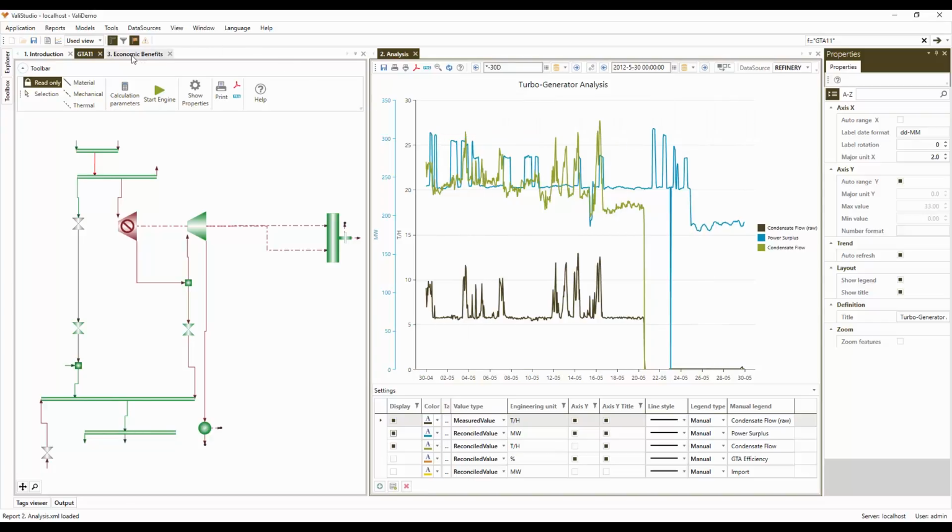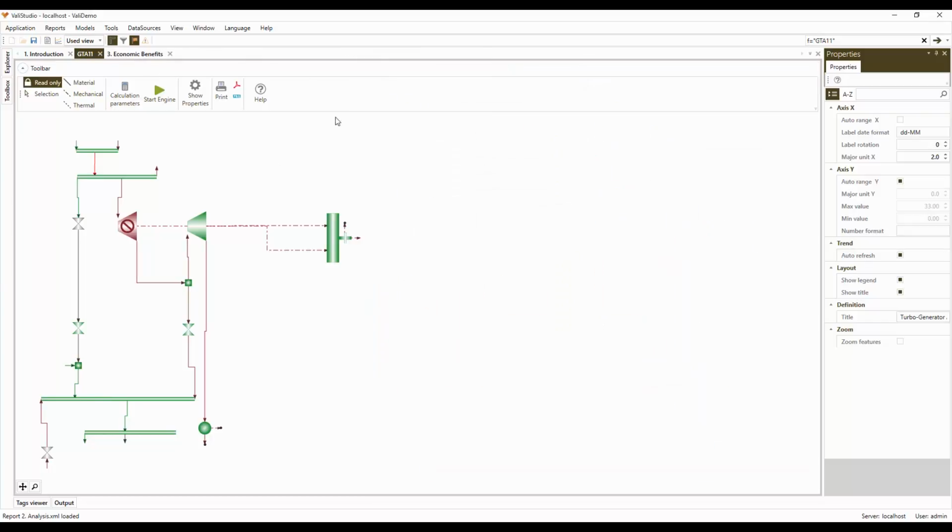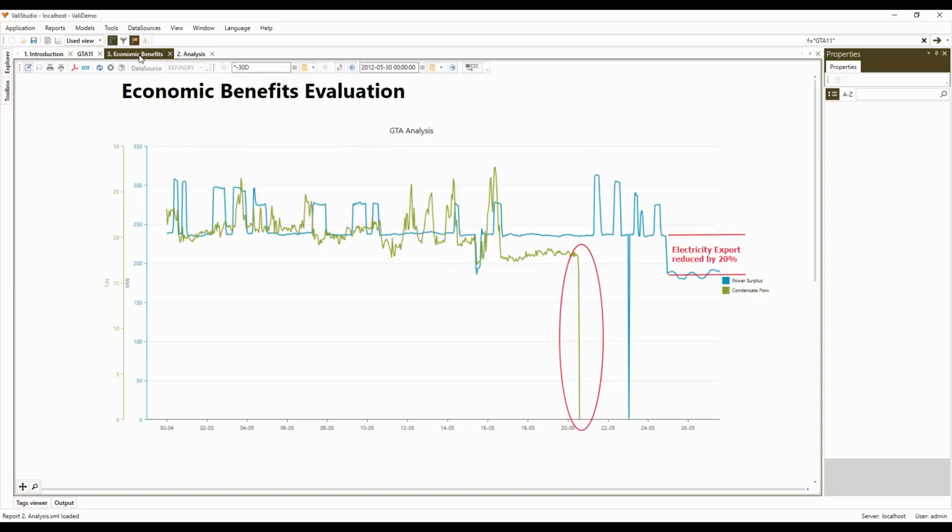So what does this mean? If we take a step back and digest these observations, what have we seen? We have seen that, observing a strong difference between the measured and reconciled condensate flow, the optimizer suggested not to use the turbo generator anymore. This suggestion has been implemented on site, which we see here. The condensate mass flow being sent through the turbo generator is dropped to zero, so there is no use anymore of this turbo generator. Moreover, after some delay, we also see a clear drop in the power surplus, which is the electricity being sent back to the electricity grid.